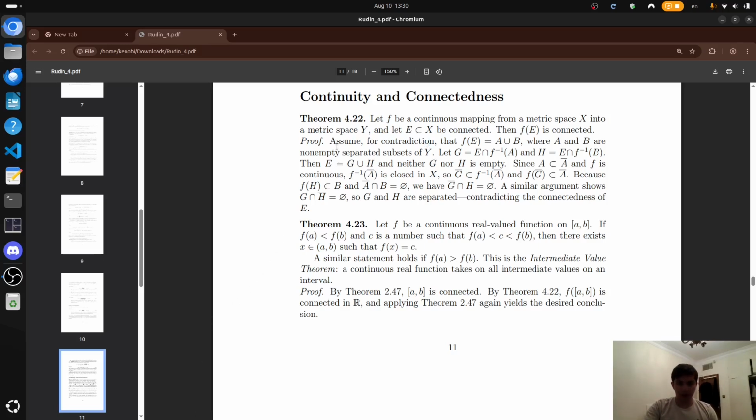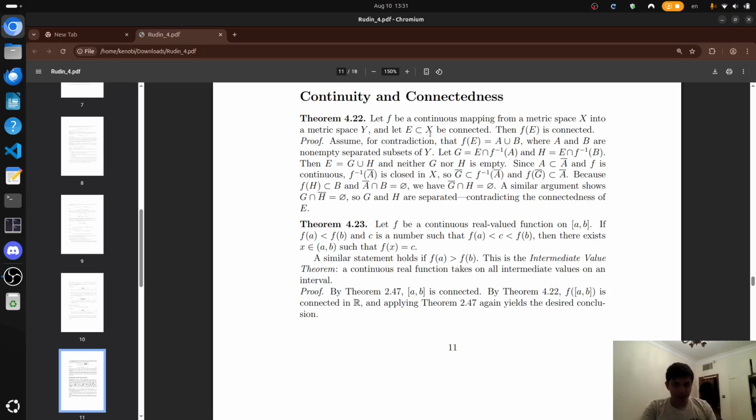How we do this: assume, again, this is not by contradiction, there's a mistake here, that f of E equals A union B, where A and B are non-empty separated subsets of Y. Let G equal E intersection f inverse of A and H equal E intersection f inverse of B. Because f of E is made up of two separated parts, and f of E is basically coming from E, if you take the parts in E, which are f inverse of A and f inverse of B, they will be mapped to f of E, and their union will be exactly E. So E equals G union H, and neither G nor H is empty.